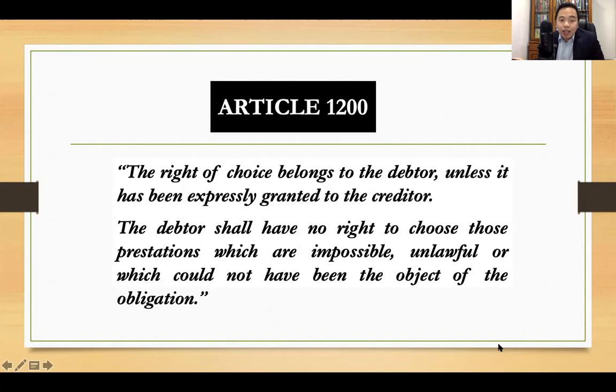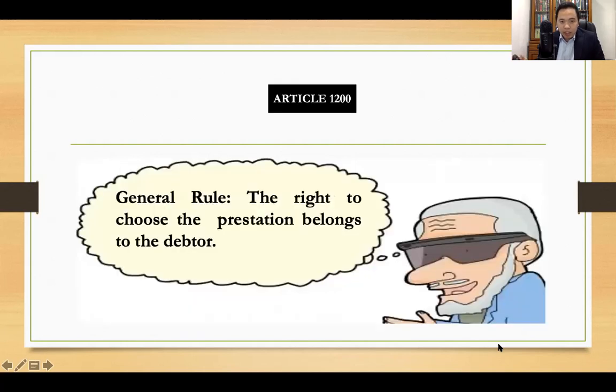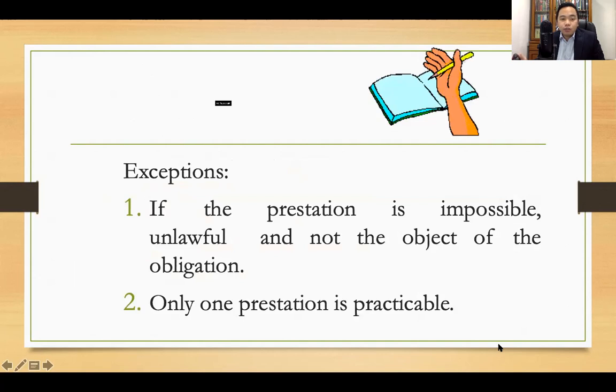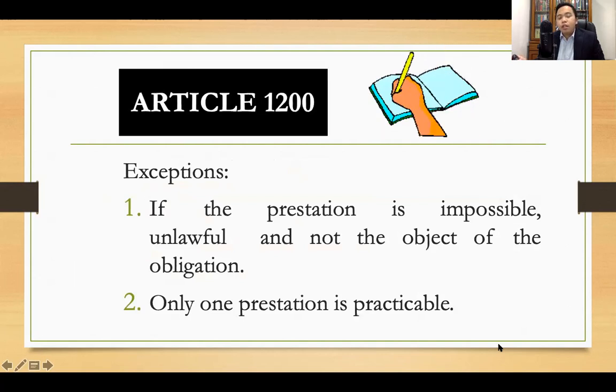Now, the debtor shall have no right to choose those prestations which are impossible, unlawful, or which could not have been the object of the obligation. So again, the general rule is that the right to choose the prestation belongs to the debtor, and there are two exceptions. If the prestation is impossible, unlawful, or could not have been the object of the obligation, or if there is only one prestation practicable.